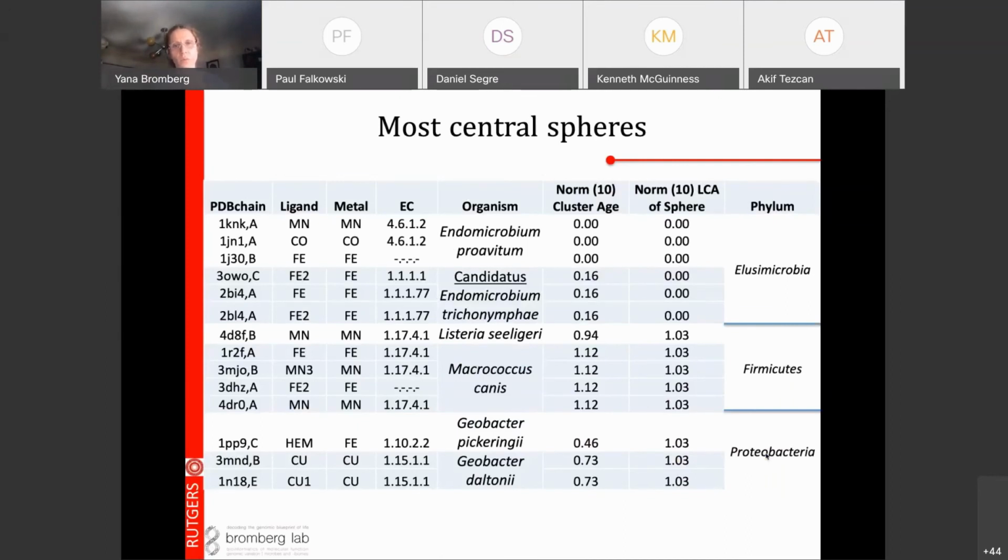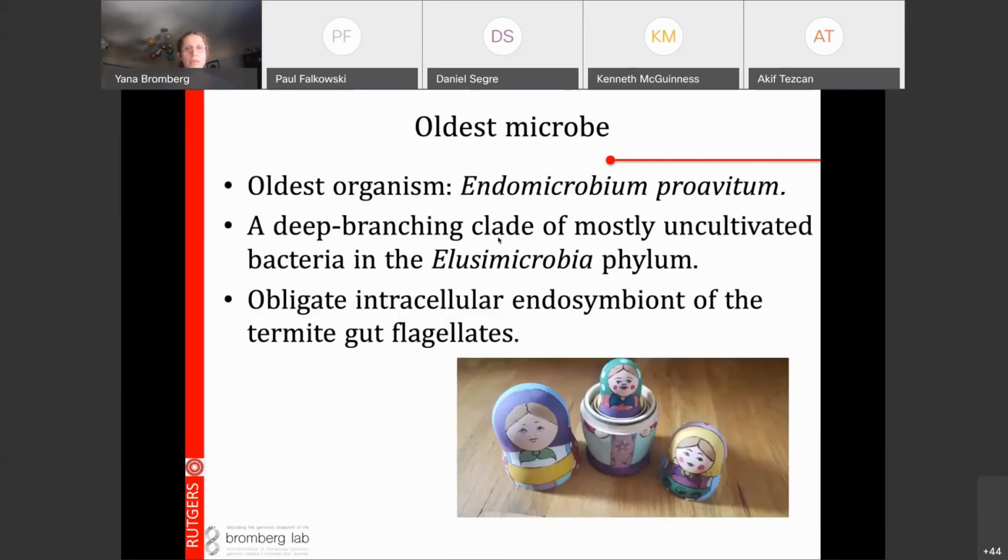So one very important point is about this organism here, that's Endomicrobium proavitum. I was actually very excited about this organism. It's a deep branching clade of mostly uncultivated bacteria in the Elusimicrobia phylum. It's an obligate intracellular endosymbiont of a termite gut flagellate. So you have these matryoshka here. Basically, this thing is an intracellular symbiont of a termite symbiont. So basically two levels, three levels of symbiosis.